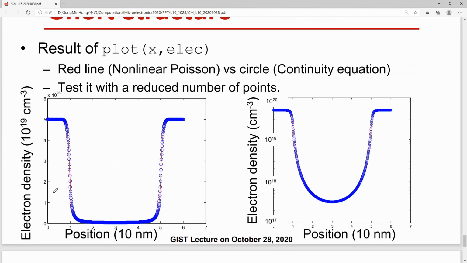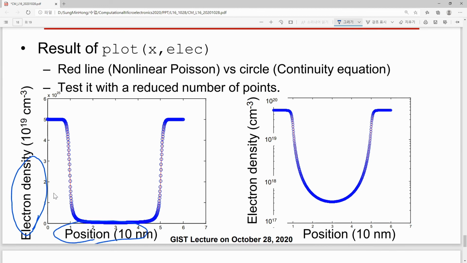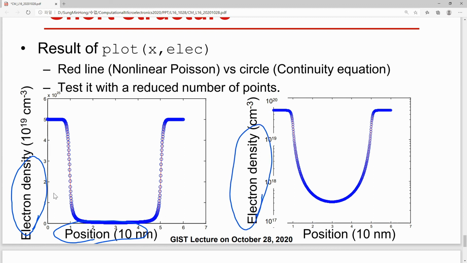Here you have a comparison for the short device, the 60 nanometer long device. Please do it by yourself. This one shows a linear scale curve for electron density as a function of position, and on the right side you can see the electron density in logarithmic scale. They are showing the same quantity with linear scale and semi-logarithmic scale.